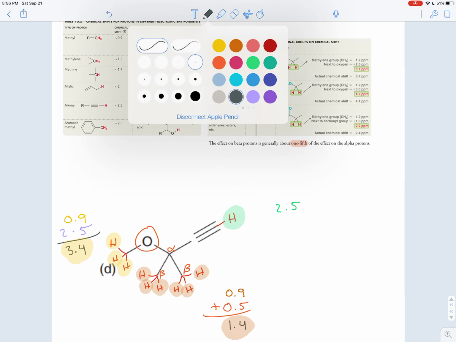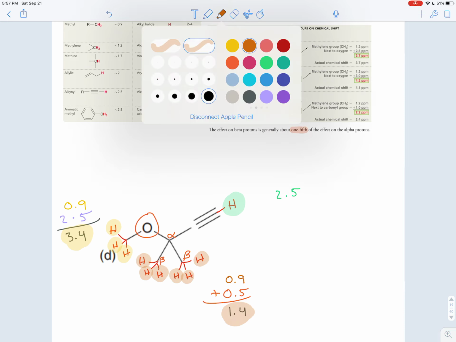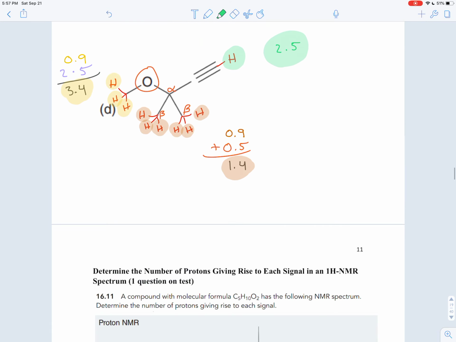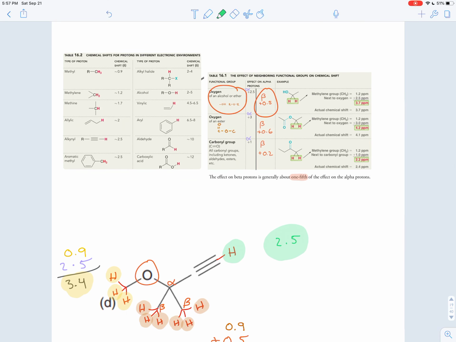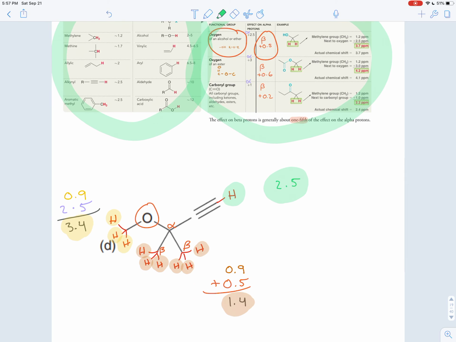Finally, the green hydrogen is so far away from the oxygen, the electronegative element, that the pull of the oxygen's electronegativity doesn't affect this shift significantly, and so you'd expect to see that exactly where it is, around 2.5. So this was just more practice with using standard chemical shifts and the effects of nearby electronegative atoms to predict where the shadows cast by the hydrogen in different electronic environments would appear on an NMR spectrum.